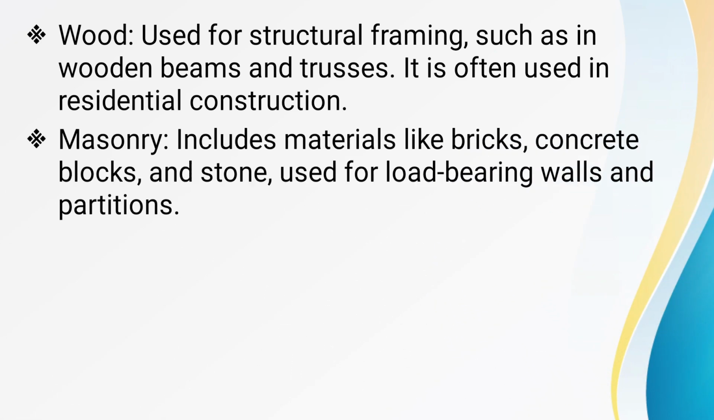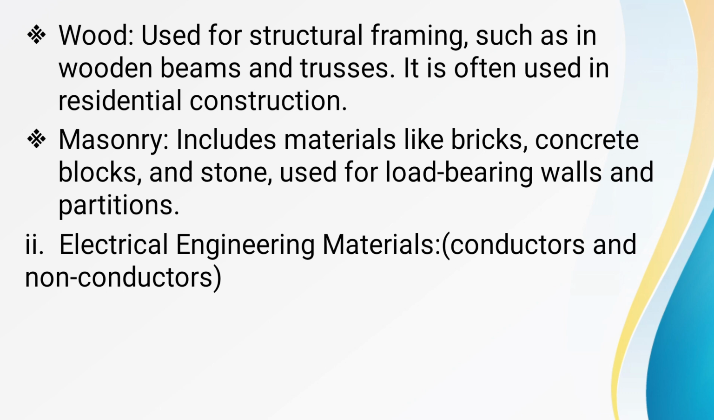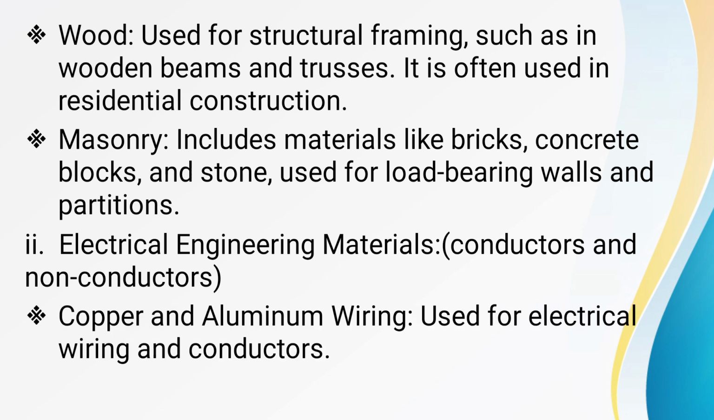Then you also have masonry. The masonry materials will include materials such as brick, concrete blocks, and stone. These are used for load-bearing walls and partitions. Going to the second type of engineering material, we go to the electrical engineering materials, which comprise both conductors of electricity and non-conductors of electricity. So here we have some types of electrical engineering materials, beginning with the conductors.